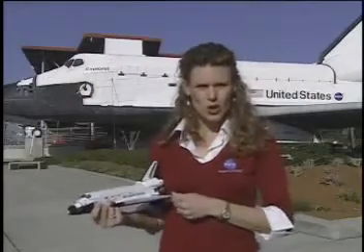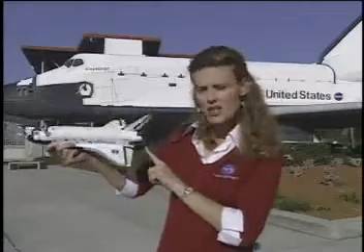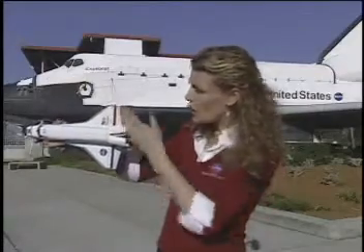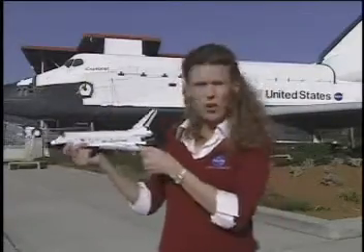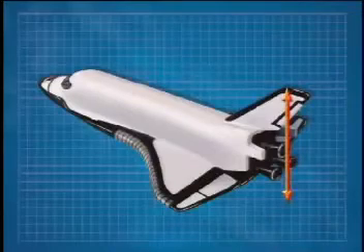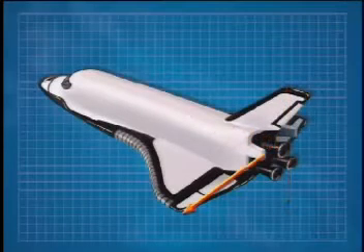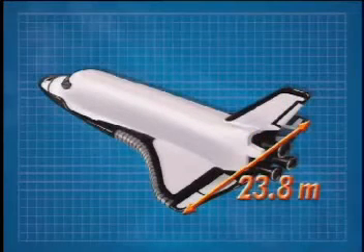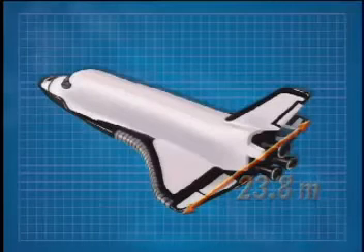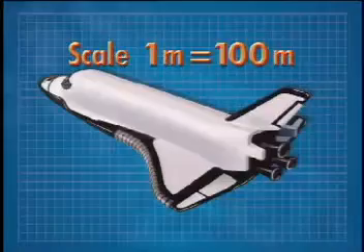So now it's your turn to calculate the height and the width or wingspan of the shuttle model using the given scale. Remember, the height of the actual shuttle is 17.3 meters. The width or wingspan is 23.8 meters. And the scale is 1 meter equals 100 meters.